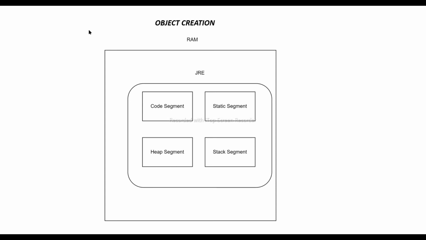Now, this outer rectangle is our RAM. Let us suppose it like that. For any program or application to get executed, it must be loaded into our RAM. Nowadays we have multitasking operating systems, and this operating system is capable of executing multiple programs at a time.